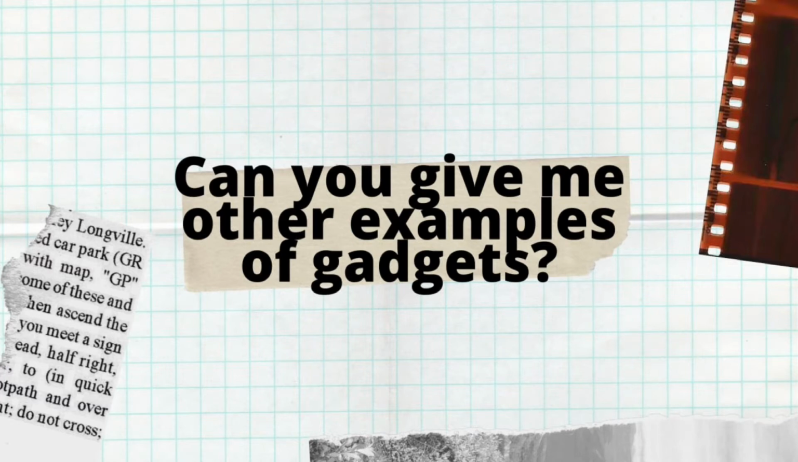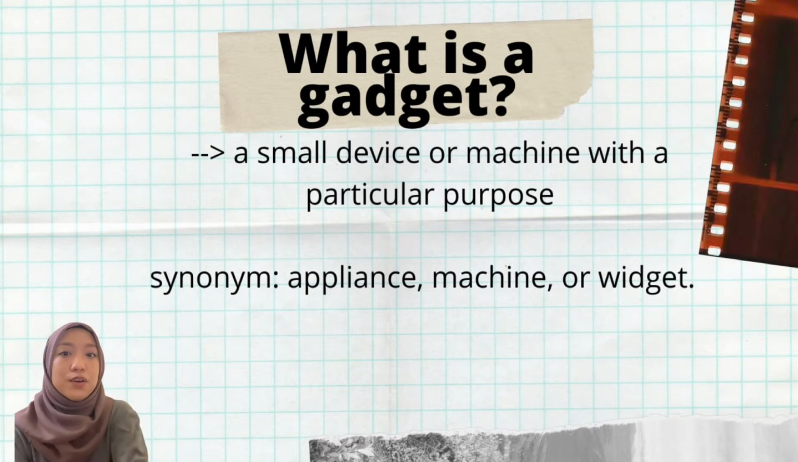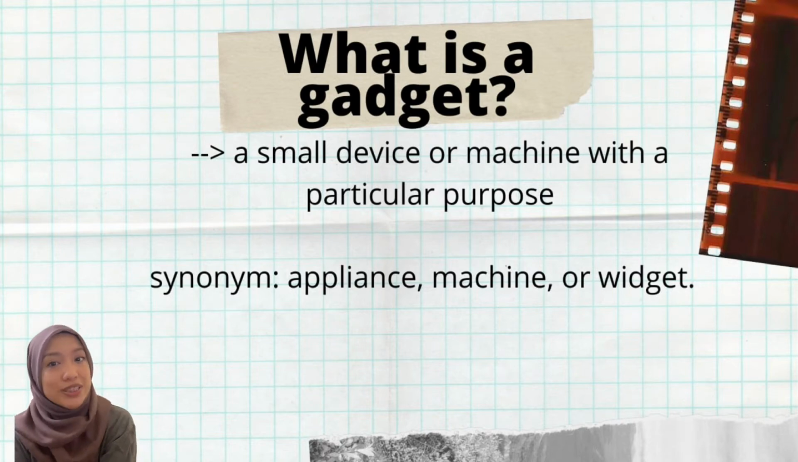Good job, kids. Now I know that all of you have the idea what gadgets are about. Okay, let's see what is the meaning of gadget. Okay, class, what is the meaning of gadget? A gadget is a small device or machine with a particular purpose. Do you know that we can also find gadgets in our kitchen? For example, there is a small tool that we use to separate the egg white and the egg yolk. That is also known as a gadget. There are synonyms for the word gadget: appliance, machine, and widget.